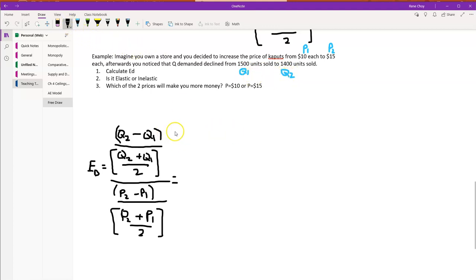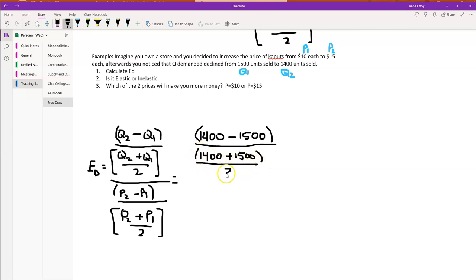Alright, so now we're going to plug them into our formula. Q2 is going to be 1400, and then minus Q1, 1500. We're going to divide that by Q2 plus Q1, so 1400 plus 1500. And then we're going to take all of that and divide it by 2.